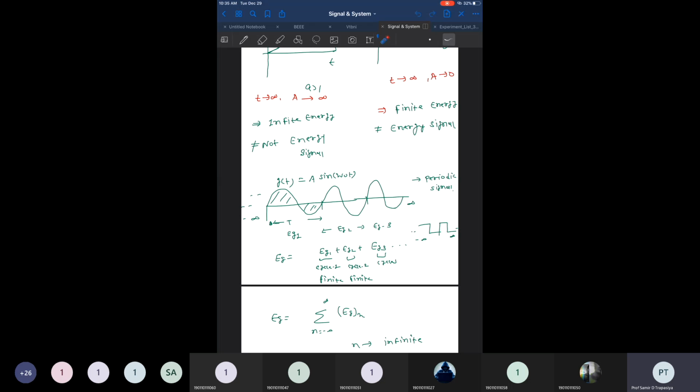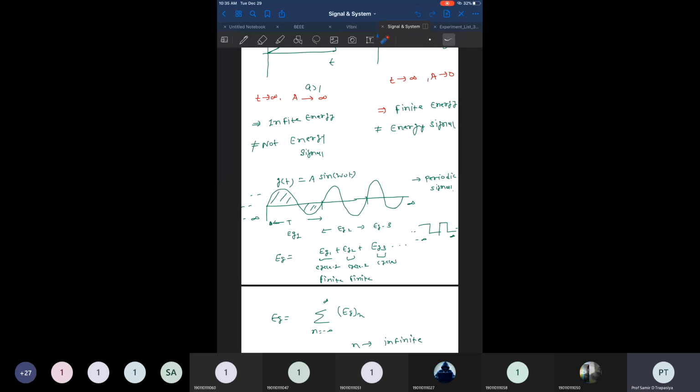So a periodic signal basically starts from minus infinity and goes to plus infinity, and such a signal doesn't fall in the category of energy signals, because if we find the energy for the whole duration, the energy becomes infinite.